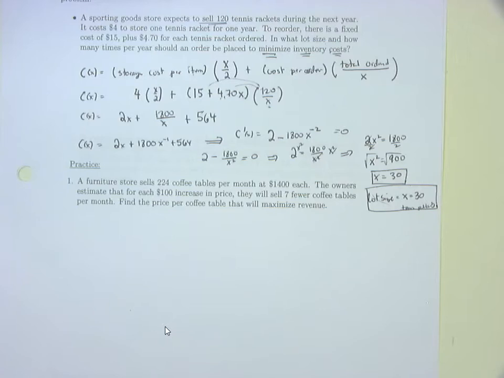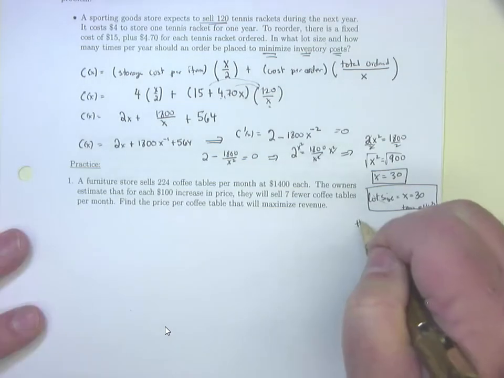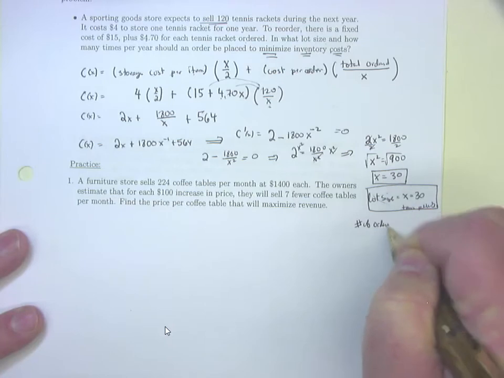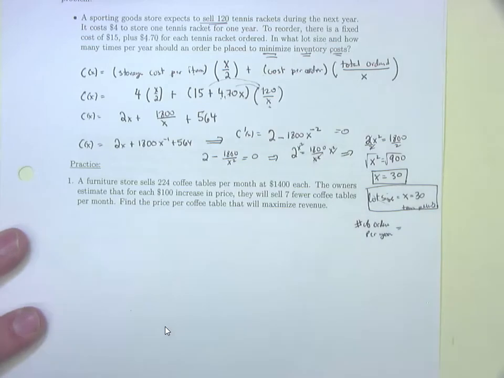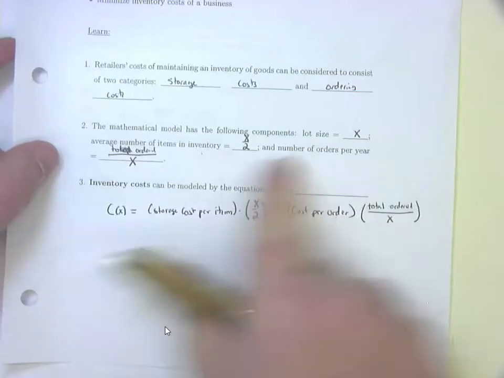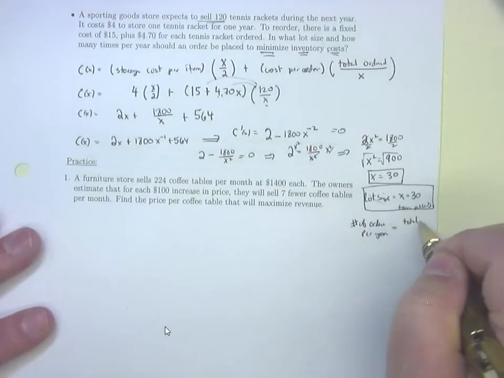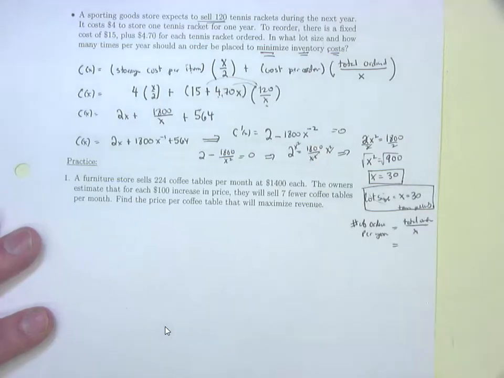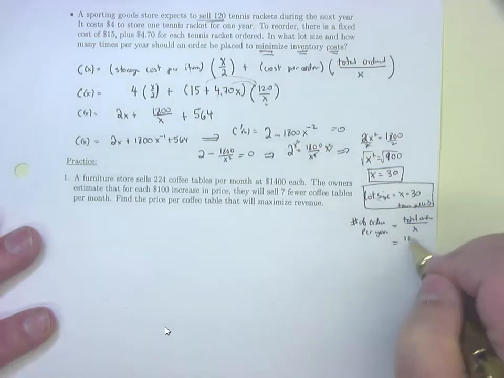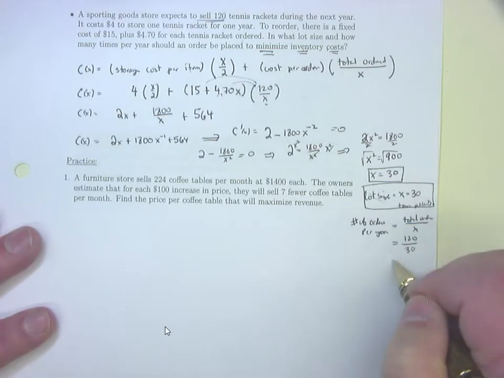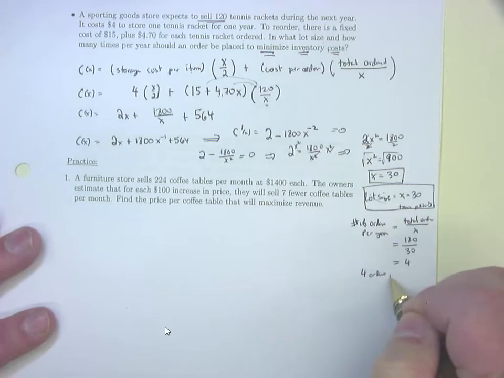Very good. How did you get that? That's my question. All right, so it's a part of the formula. The number of orders per year is equal to total order divided by x. What was my total order that we had? 120 tennis rackets divided by x, which was 30, and that's equal to what? 4. So you got 4 orders per year.